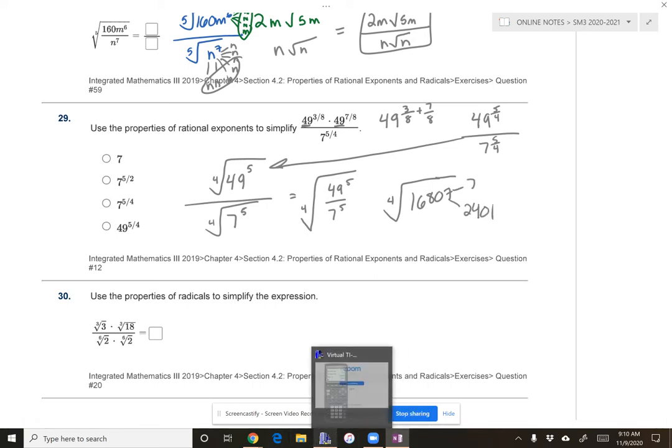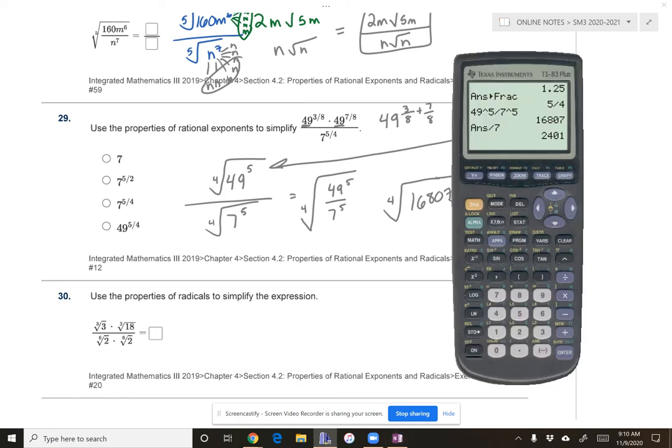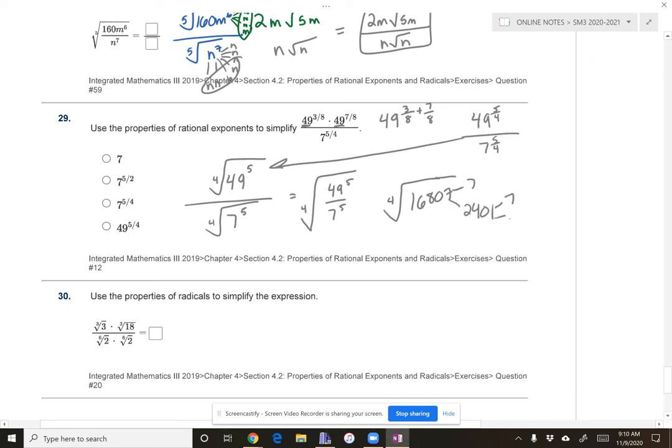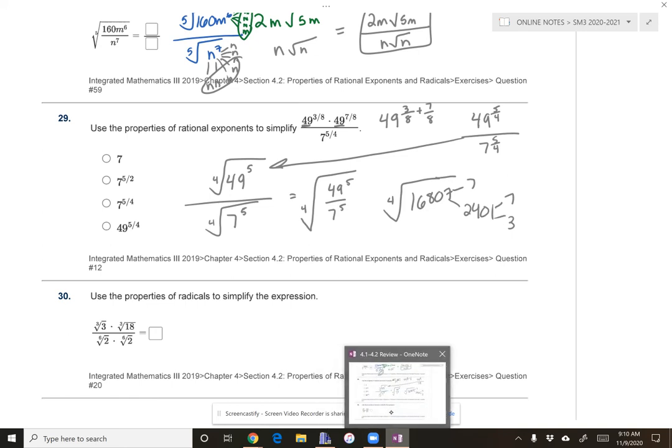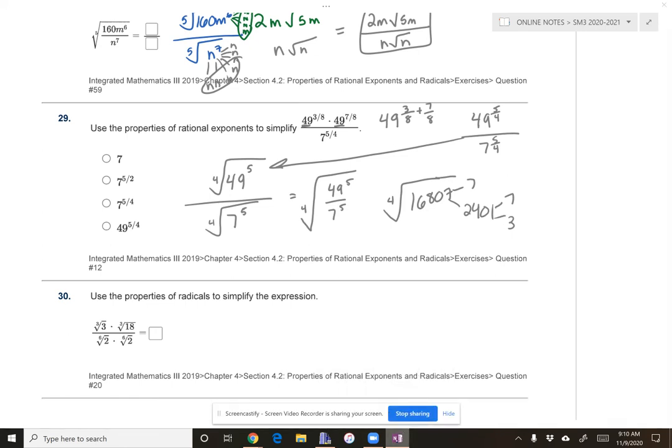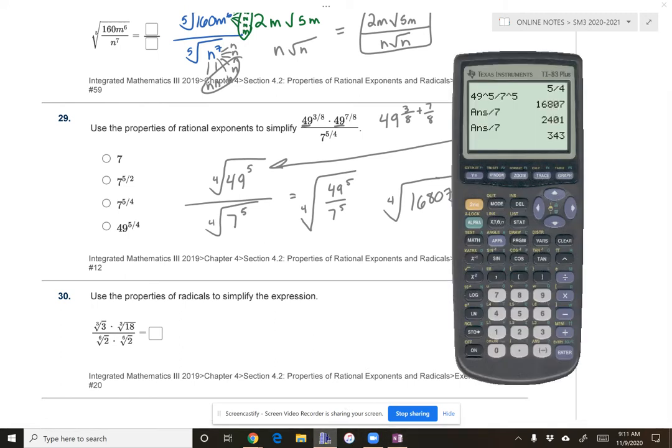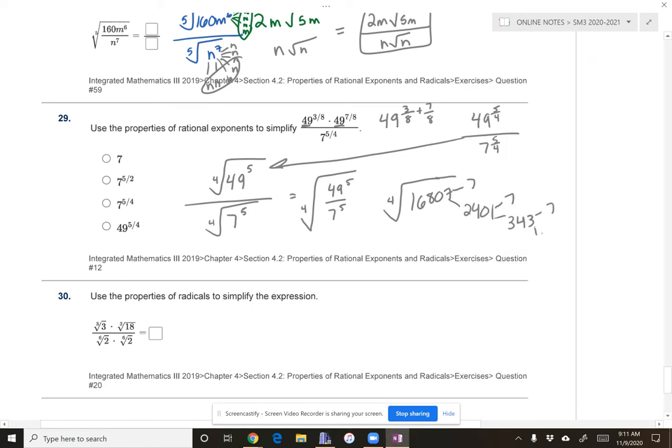Let's see if that's divisible by 7, because I want 4s, I want a group of 4. Divide that by 7. Yep, 7 and 343. Okay, that's divisible by 7. Oh, yep, 7 and 49, which is 7, 7. Look how many 7s I have. I have 1, 2, 3, 4.